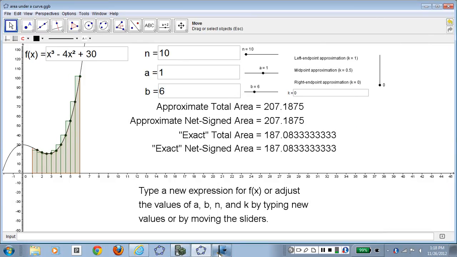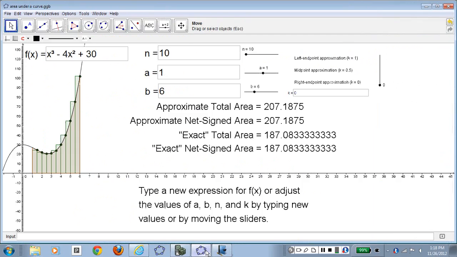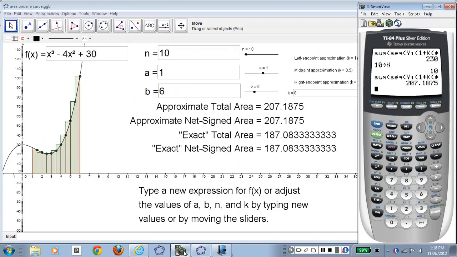The picture looks like that, and it gives 207.1875. Still overestimating it, but not by as much. There are more rectangles, and so you can imagine this little portion up here, we're not missing it by that much. So it's less of an overestimate in this case.